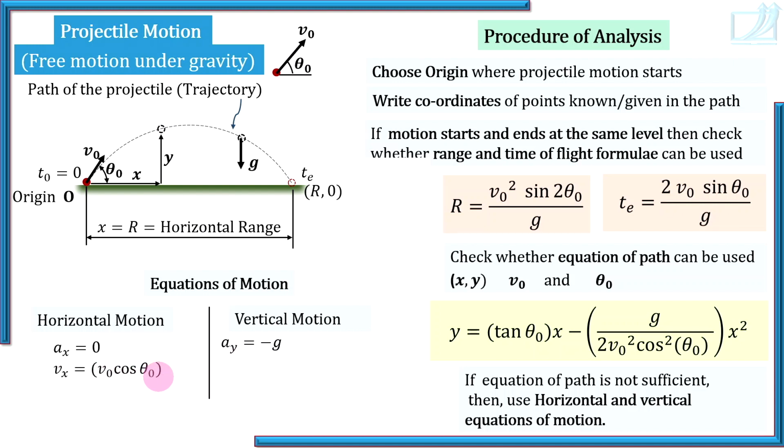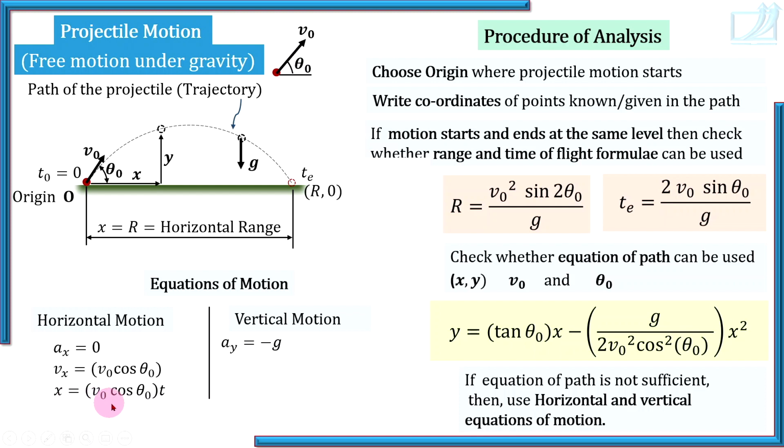Vx is v0 cos theta 0. Try to understand. The formula is the same, v is equal to u plus at. But what is horizontal acceleration? 0, and that is why the at term will not appear here. So horizontal acceleration is 0, and therefore horizontal velocity remains constant. Vx, the horizontal velocity, remains constant. So whatever its initial horizontal velocity is, that is v0 cos theta 0, that remains the same throughout the motion.